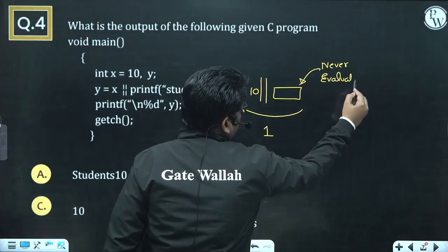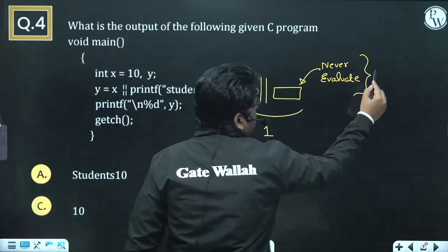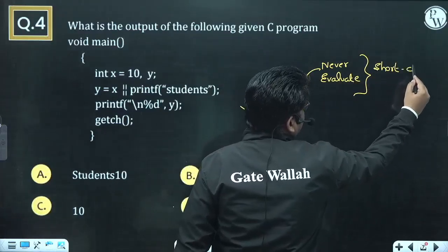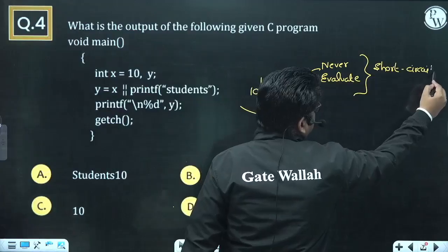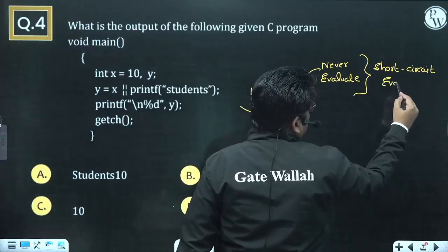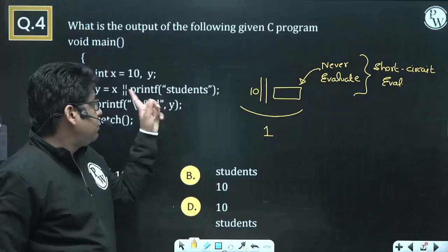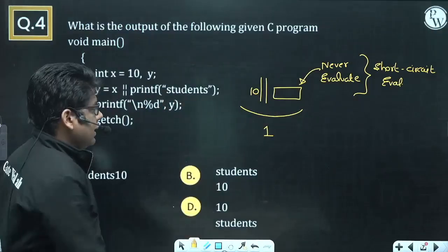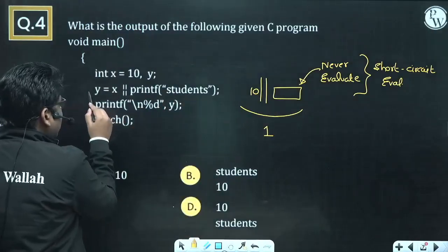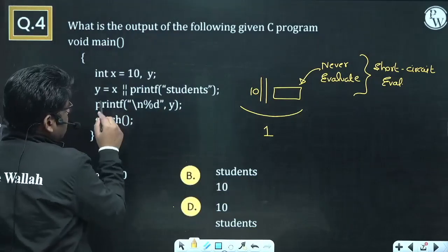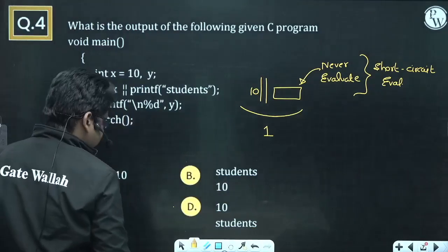That is what we call short circuit evaluation. That is why this printf will not execute. And the result is 1. So what is the value that gets stored inside y? The value that gets stored inside y is 1. Okay.